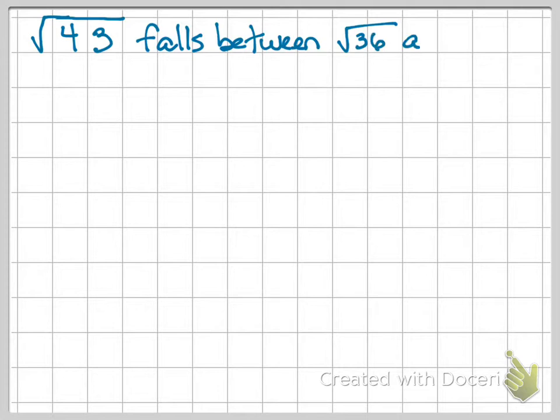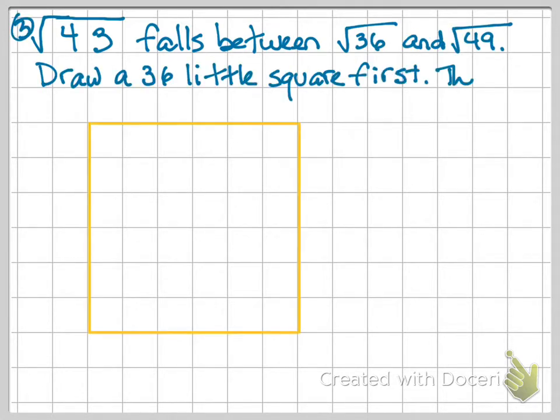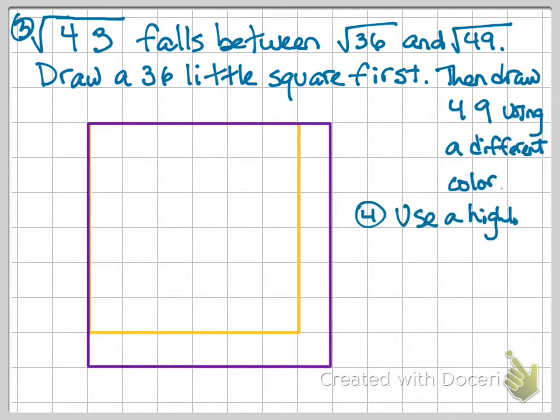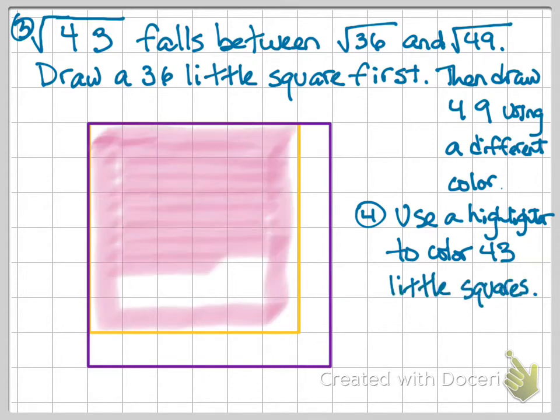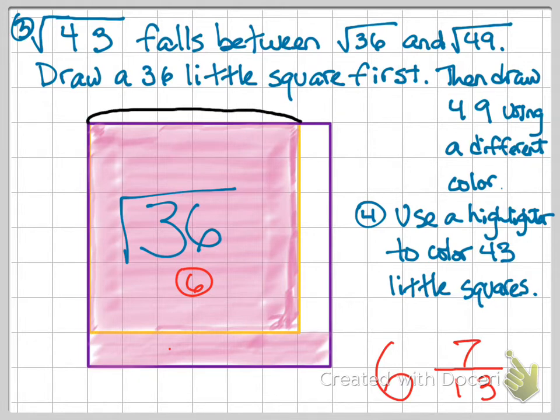We're going to find the square root of 43. Again, remember it falls between the square root of 36 and the square root of 49. First, draw a 36 space square, then draw one that is 49. The only thing that I did is I made sure that it's, first of all, a perfect square, so this end to this end was 6, and this end to this end was 6. If you have any shape other than a square, this will not work because they are perfect squares.